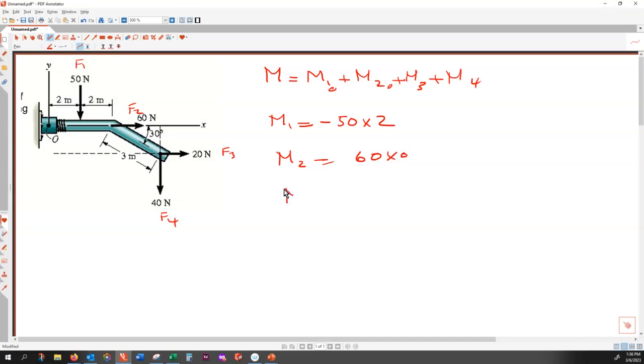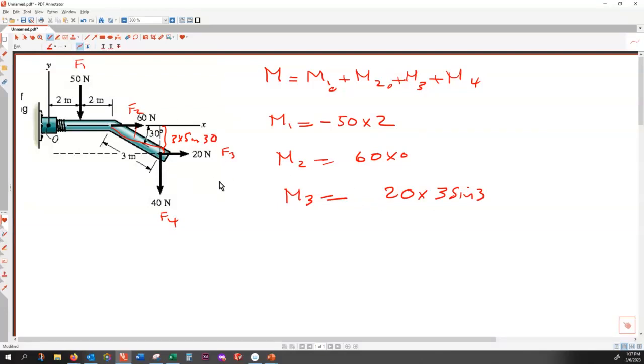And what about F3, M3? That is 20 multiplied by, what is the shortest distance? Daniel, sine 30 multiplied by 3. Thank you, Darcy. Yes, this is 3 times sine 30, because you have to project this line by sine 30, that's the shortest distance. This is 3 times sine 30.